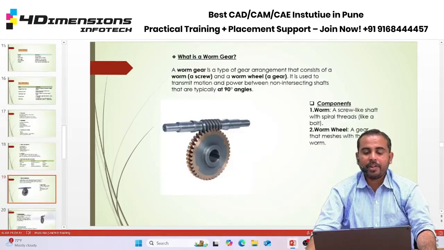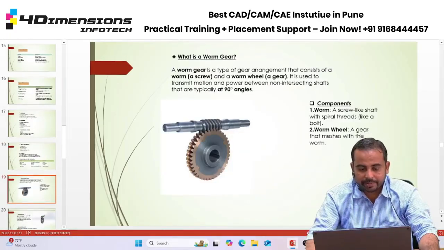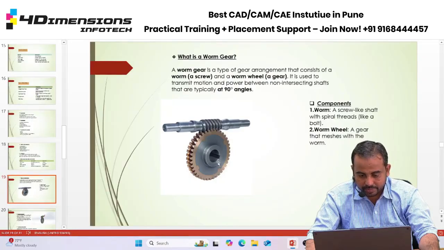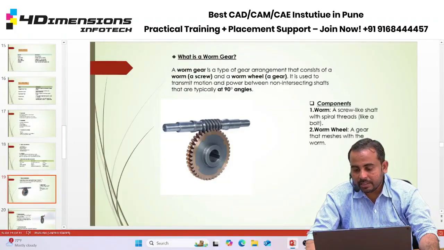The next type of gear we are going to see here is the worm gear. Now we can see in the image one shaft and one gear. A worm gear is a type of gear arrangement that consists of a worm, that is a screw, shown in this figure, and a worm wheel, that is this gear at the downside. It is used to transmit motion and power between non-intersecting shafts that are typically at 90 degrees.